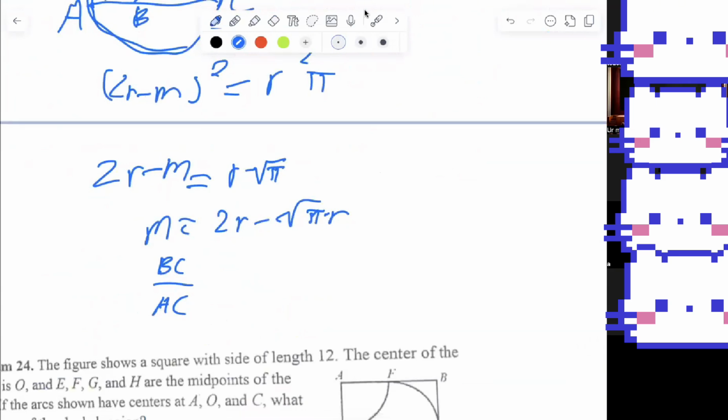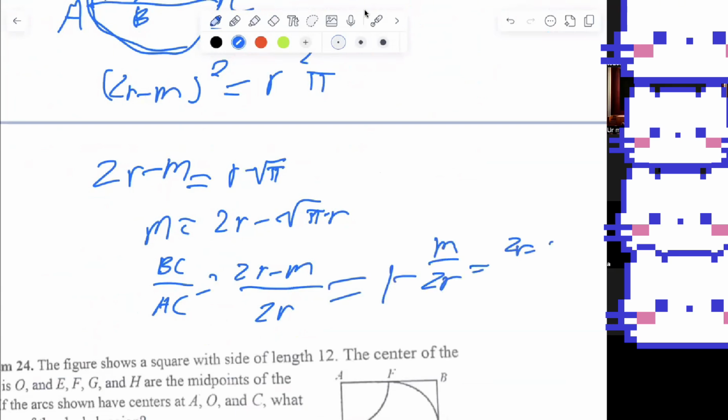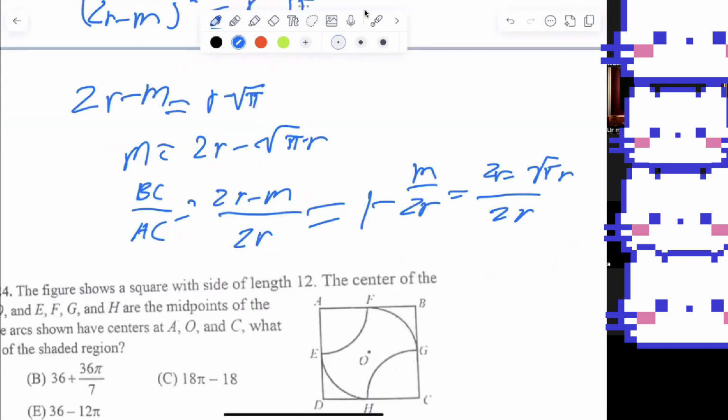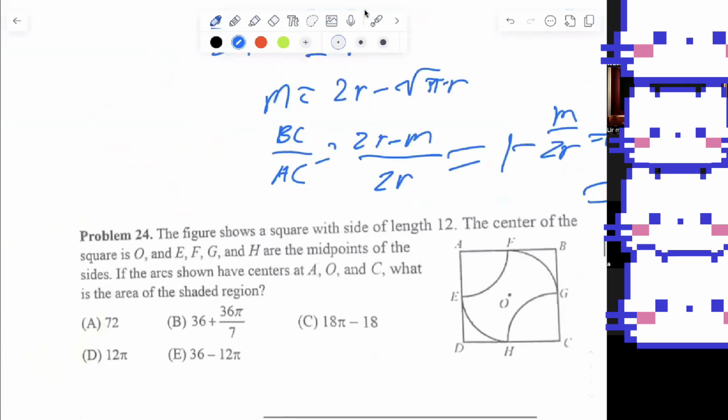And so basically from there, this is equal to (2R minus M) divided by 2R, or 1 minus M divided by 2R, or (2R minus square root of pi R) divided by 2R, and then expanding it from there gives us square root of pi over 2. Just take the divide, this gives us 1. 1 minus 1 is 0. And negative of negative square root of pi R is positive, so it's going to be positive square root of pi divided by 2, or this answer. That's basically A.